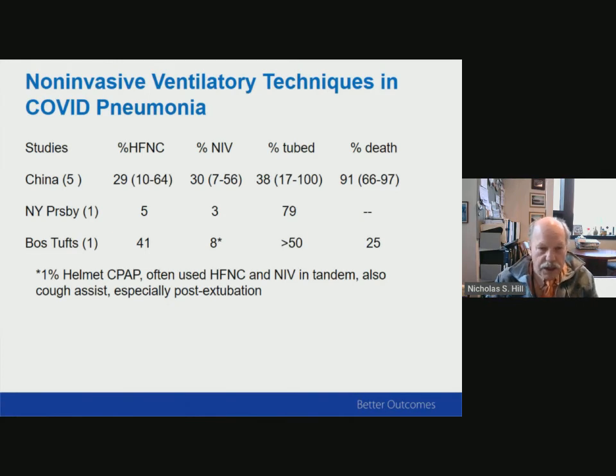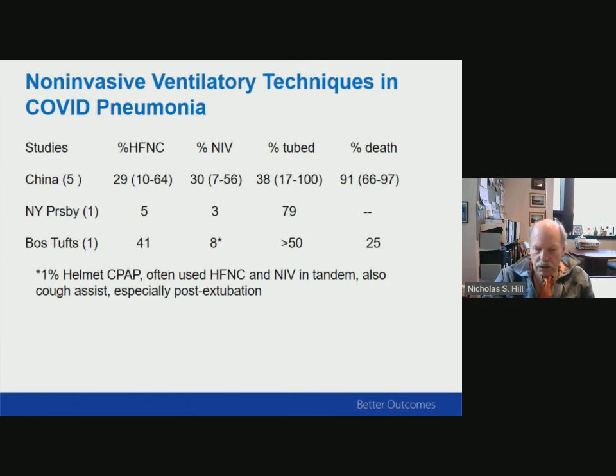Now, getting to the data on COVID pneumonia and non-invasive ventilatory techniques, or respiratory support, as some people call it, I want to point out first that as the pandemic evolved, things changed fairly rapidly. In China, people were using high flow. This is a compilation of five different studies I found in the literature and the ranges of use of high flow, averaging about 30%, but ranging from 10 to 64, and a similar amount for non-invasive.